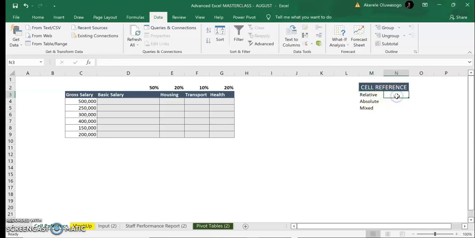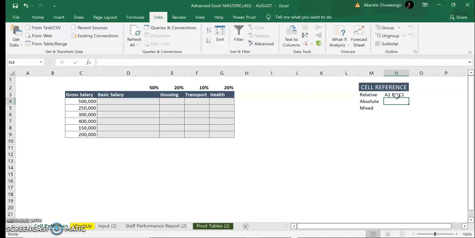An example of relative cell reference are your normal cell references like your A1, your B1, your C1. These are your usual relative cell references. Let's look at the absolute.